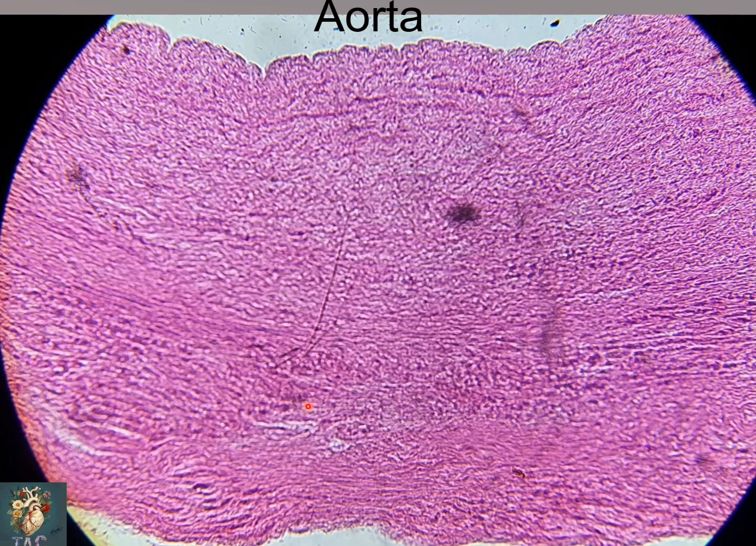Another slide for the aorta, or you can see a larger size elastic artery. Here you can see the intima. This whole is the media and a smaller amount of the adventitia, and in the media you can see a large number of elastic fibers are present. This is a slide basically taken at lower magnification with hematoxylin and eosin stain, so it is difficult to differentiate the elastic fiber in this stain.